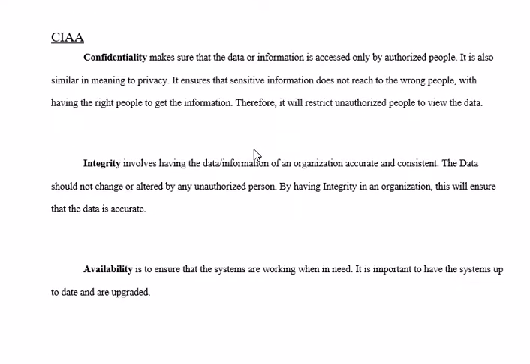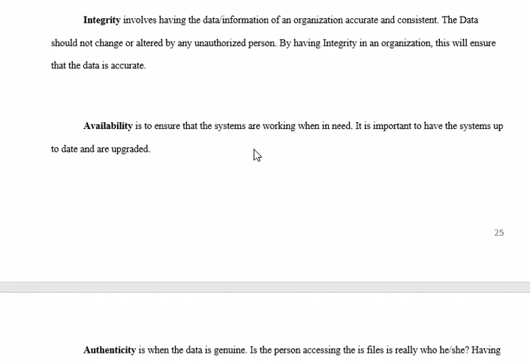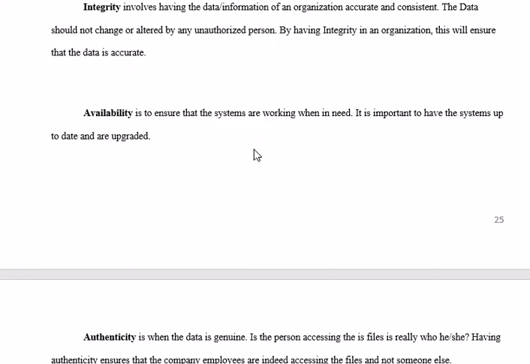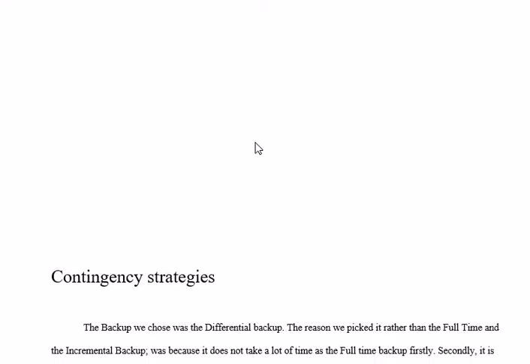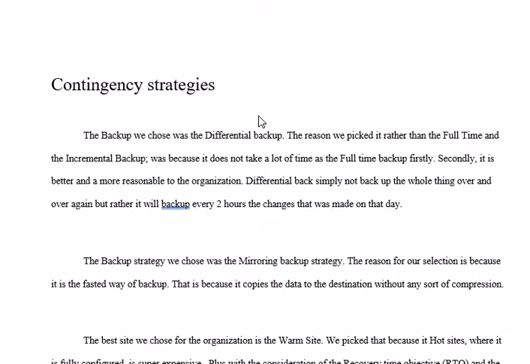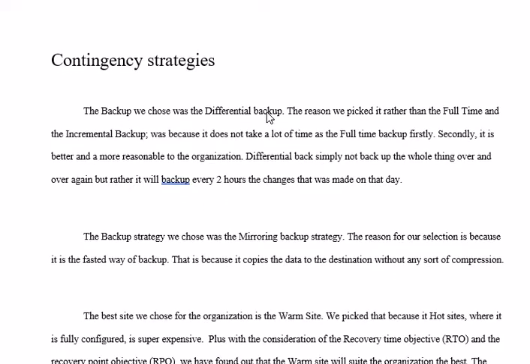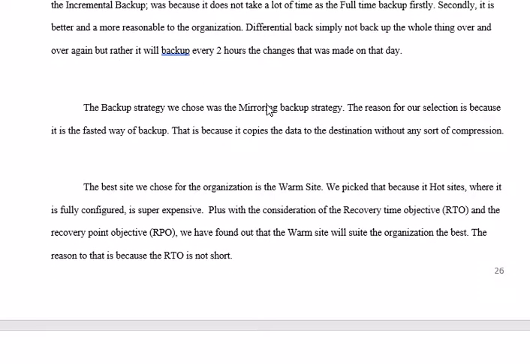The CIA triad: confidentiality, integrity, availability, and authenticity, and we showed briefly the meanings of each one. We also talked about the contingency strategies, as you see.